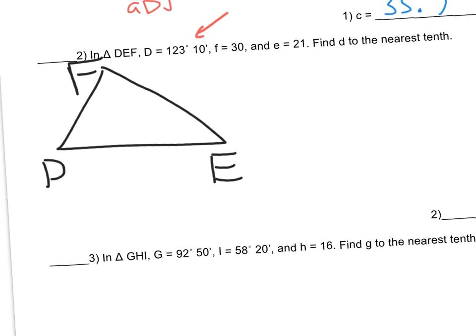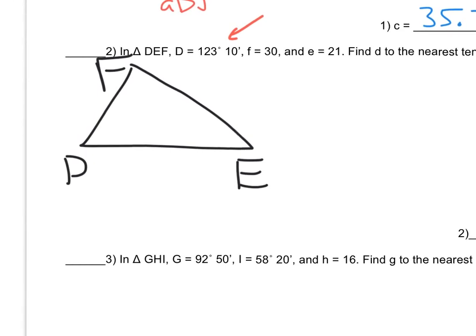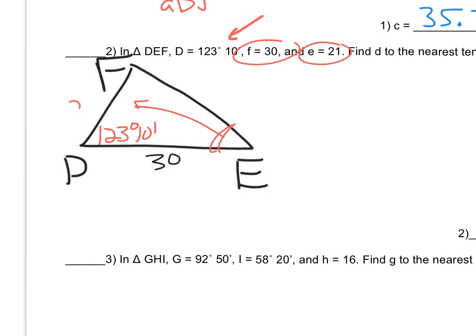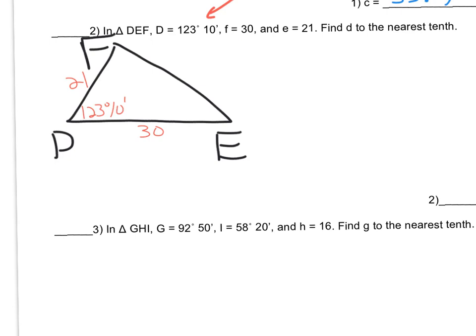But to be honest with you, as long as you label your picture appropriately. So here they tell me angle D is 123 degrees, 10 minutes. I'll just draw a triangle and label it angle D, 123 degrees, 10 minutes. Little f, the side opposite angle F. So here's angle F. The side opposite is going to be down at the bottom. So in this case here, little f is going to be 30. And little e, the side opposite angle E, so that's going to be over there, that's going to be 21. We need to go about finding little d to the nearest tenth. So that's the side opposite angle D, so that's going to be right over there.